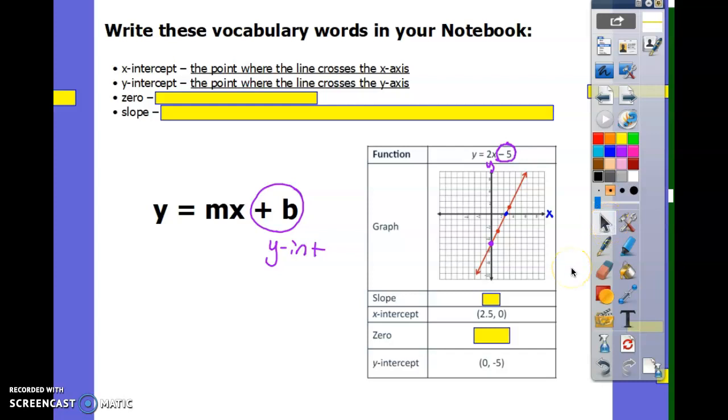Okay, so make sure you write that down. The next vocabulary word is the zero of the function. That is the value of x that makes y equal 0.